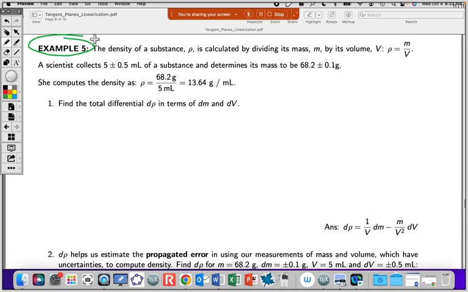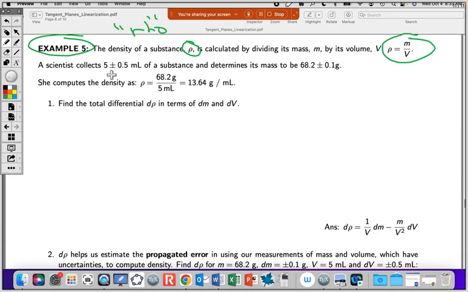So here's a scenario. Here's where you can think about differentials out in the wild. We got the density of a substance rho. So this looks like P, but it's actually a stylized P. This is actually rho, and we'll see rho again later on. It's calculated by dividing the mass divided by the volume. So rho is m over v. Hopefully that's something you've all encountered at some point.